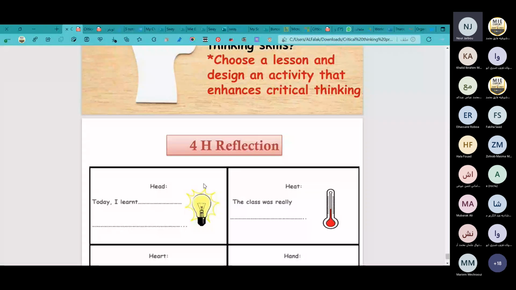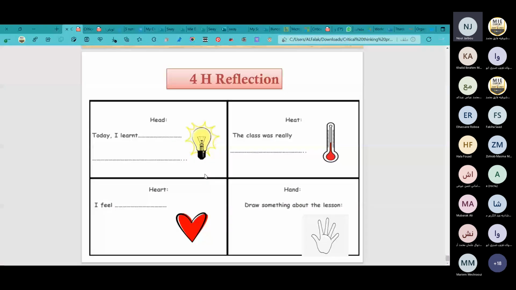You can ask the students to write what they have learned. We have head, heart, hand. Write what they have learned, then write their feeling, how was the class, and write about the class atmosphere. And the last one, to draw something about the lesson, something they cannot forget. This is a great way for making students reflect on the lesson.